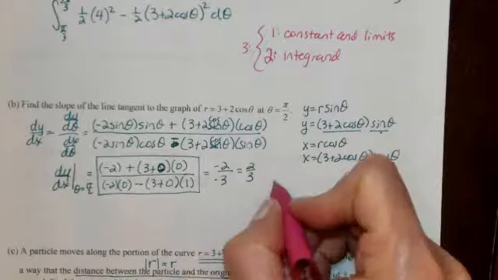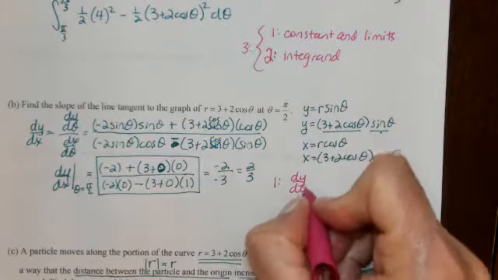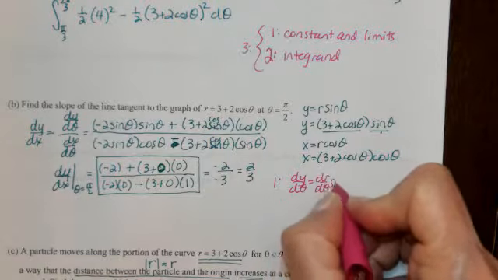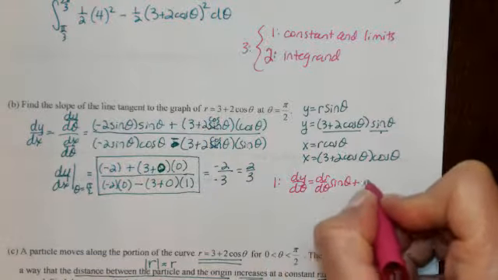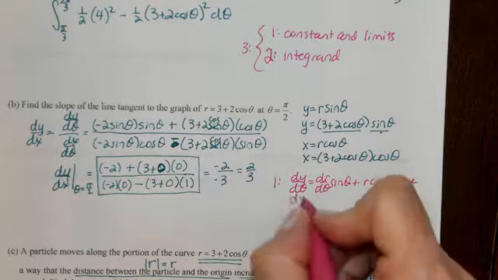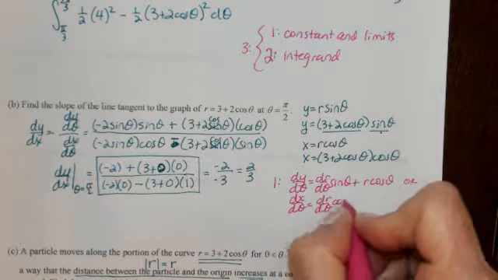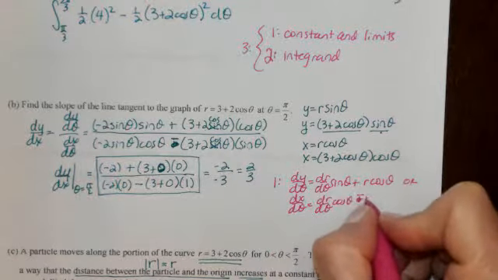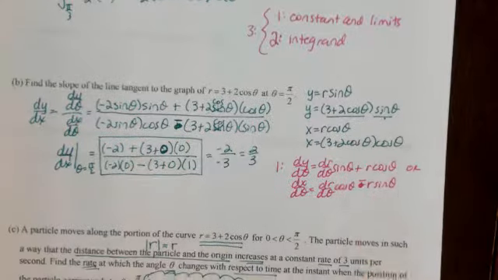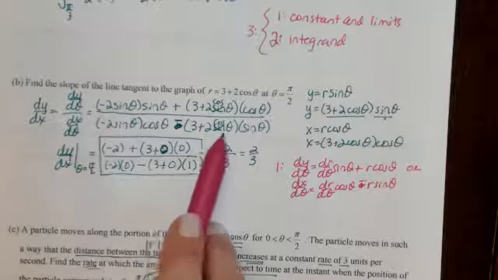For part B, there was 1 point awarded for your dy/d theta, and they wrote this out: dr/d theta sine theta plus r cosine theta, or the one for dx/d theta: dr/d theta cosine theta minus r sine theta. So 1 point if you got either one of those right. That would be the top or the bottom.